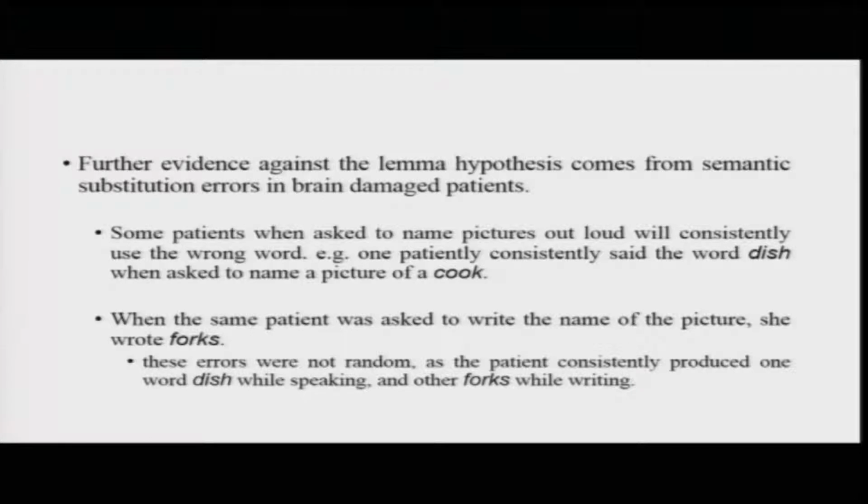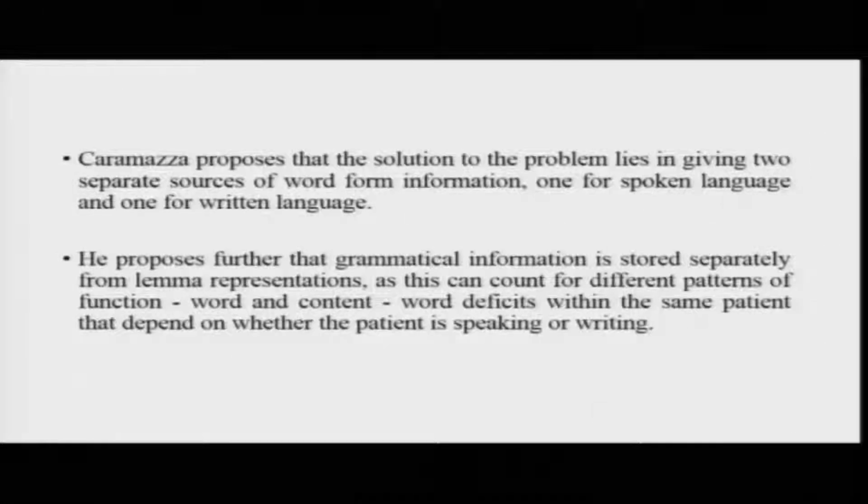folks, while writing. So if the damage were of the same kind, the output, at least in the speech errors, should have been very similar. That is not the case. Now further, Caramazza proposes that the solution to the problem lies in giving two separate sources of word form information, one for spoken language and one for written language. He says there should be different sources of information for spoken versus written language.